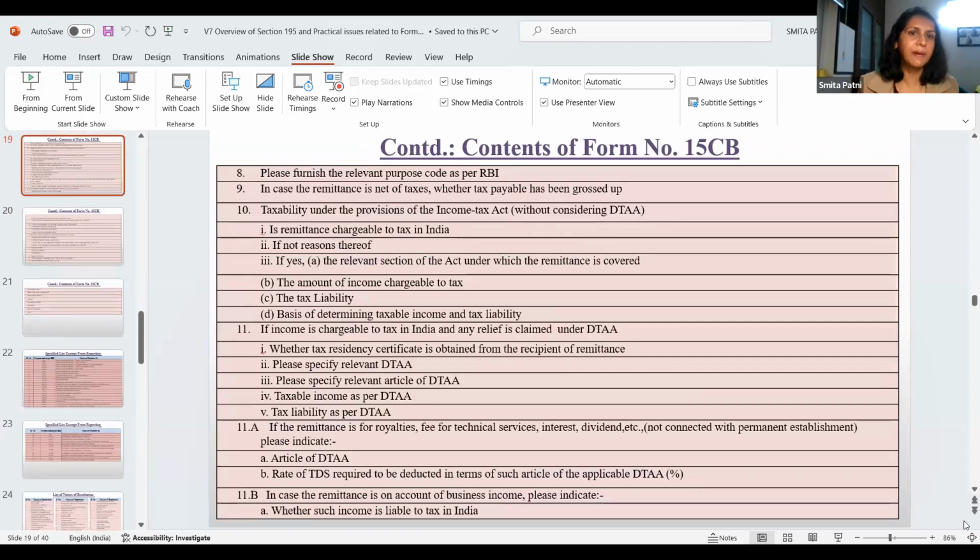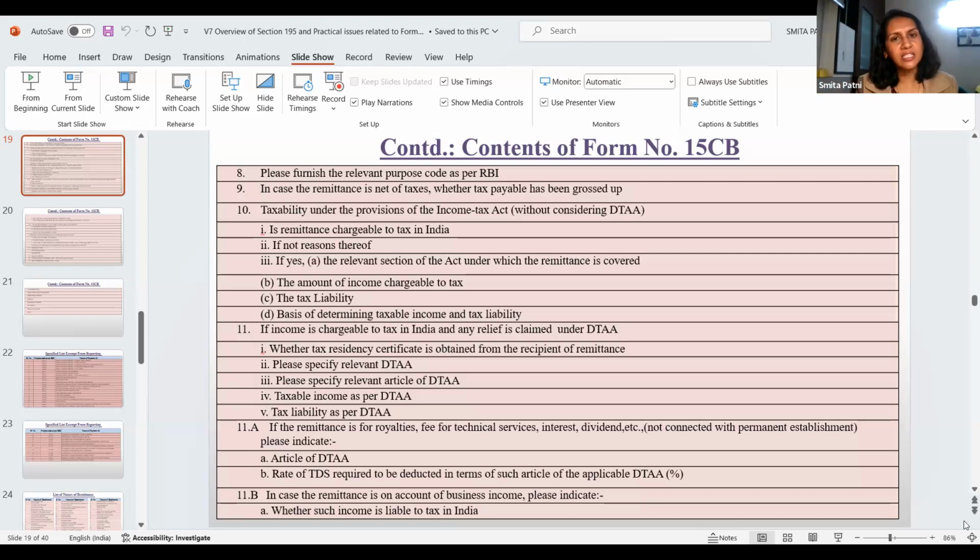that please give us the purpose code, because now RBI and the banker have become very stringent. In case you give the wrong purpose code, they cancel your 15 CB. You have to regenerate a 15 CB. So it is better, if you do not know the purpose code, ask your payer or payee which is the correct purpose code.